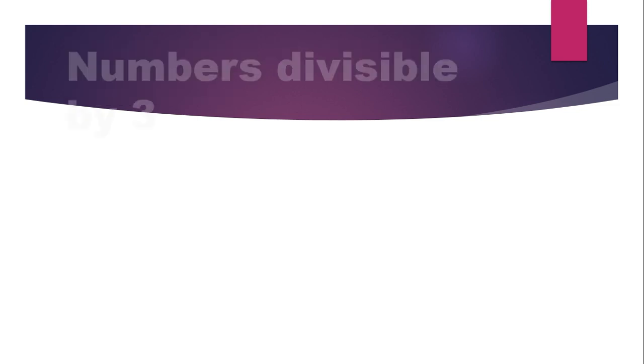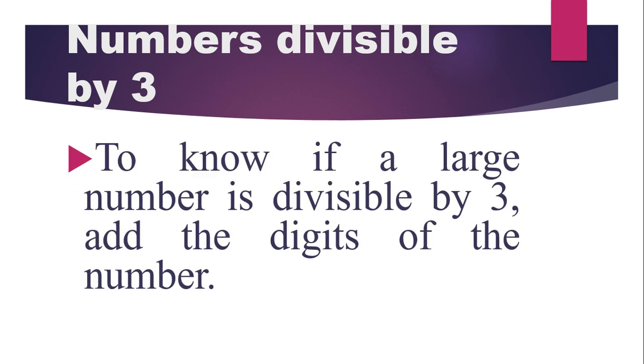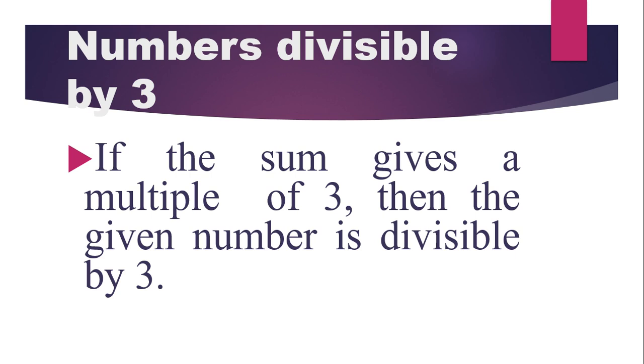All right, so let's talk about 3. How can we know whether or not a given whole number is exactly divisible by 3? How can we tell? Now, to know if a large number is divisible by 3, add the digits of the number. Add the digits of the number. And what do you do with that? Let's look at the next slide. If the sum gives a multiple of 3, then the given number is divisible by 3.